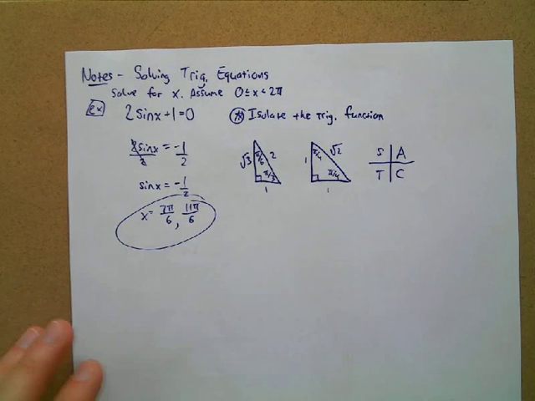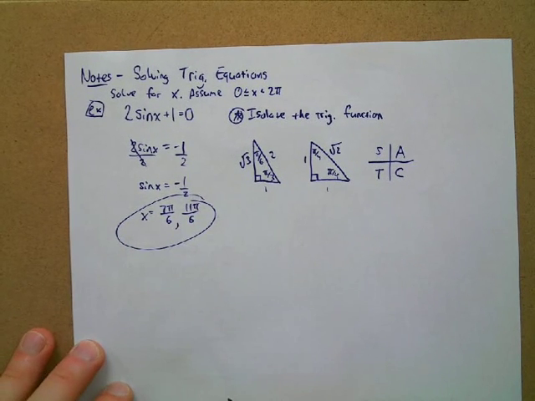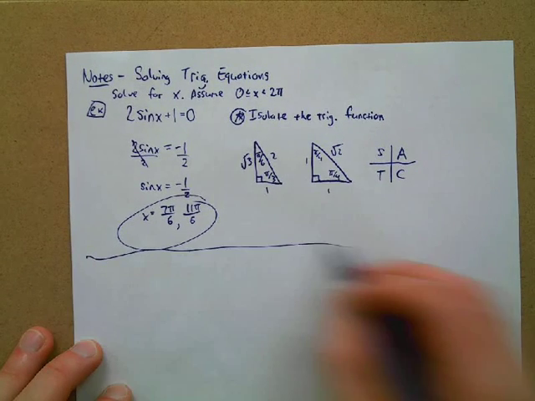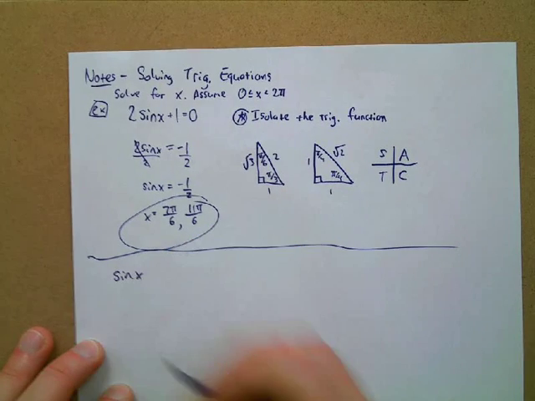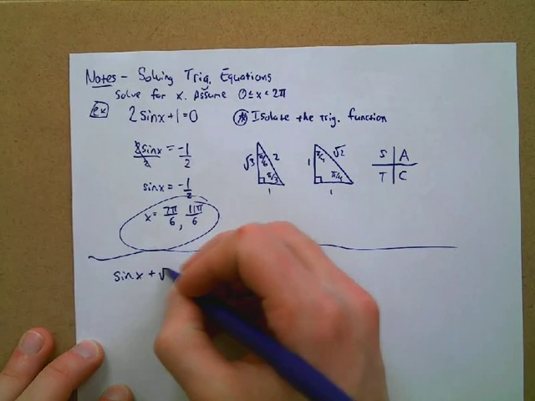All right, let's try another one here. Sine of x plus the square root of 2 equals negative sine of x.